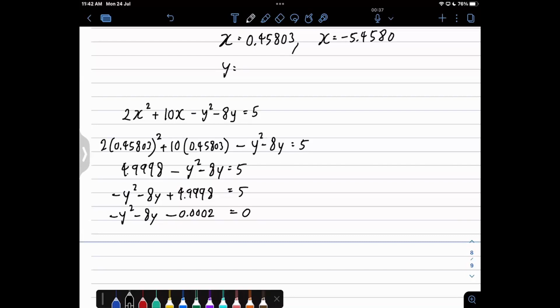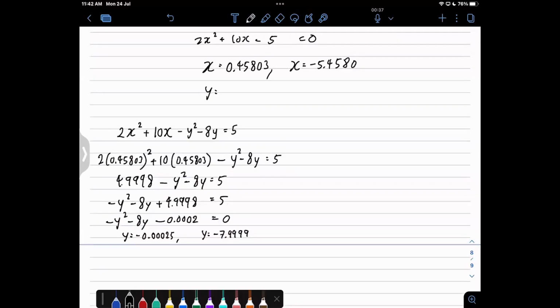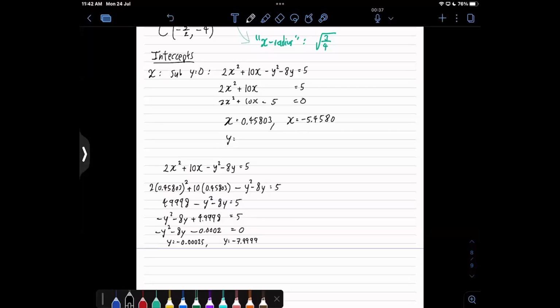Then from there you solve. So negative 1, negative 8, negative 0.0002, and I get y equals to negative 0.00025. Y equals negative 7.9999975. Actually, hold on a second. That doesn't make sense.